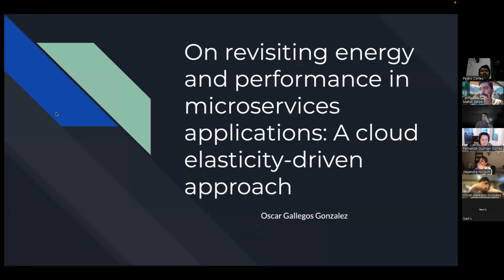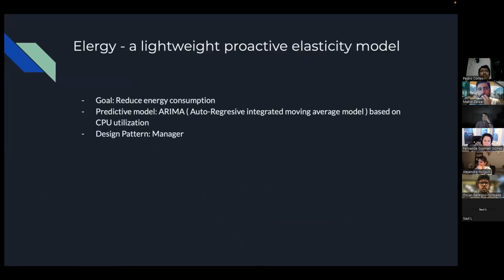So, what I'm going to talk about is a paper related to how to reduce the energy cost on cloud for microservices. That is the main idea here: microservices, cloud, and energy optimization. This paper proposes a model called Allergy, a combination of the words elastic and energy. It's a model that allows you to reduce the amount of energy that you are using in cloud.